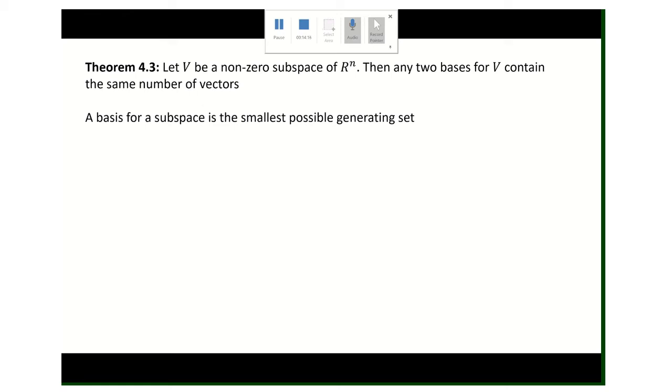In a sense, this is the smallest possible generating set. If you take out any more vectors, you don't have a generating set. If you add in any more vectors, it's no longer going to be linearly independent. It is the smallest possible generating set. That's what a basis is.